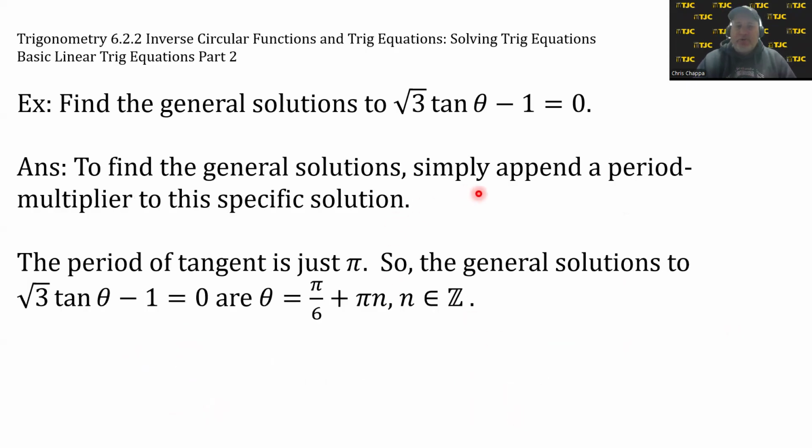To find the general solution, simply append a period multiplier to the specific solution. The period of tangent is just pi, so the general solutions to the square root of 3 times tangent of theta minus 1 equals 0 are theta equals pi over 6, our specific solution, plus our period counter, pi n, where n is an element of the integers. So the only difference between this one and the one in the previous video is our period was only 0 to pi, so we only had the one specific solution. And of course, the period multiplier is pi n, not 2 pi n.